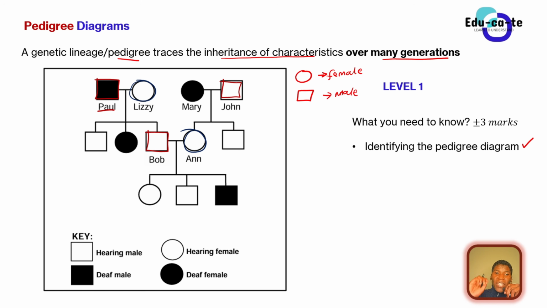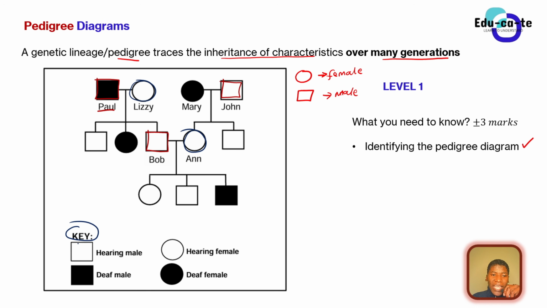Now, what is the difference between these shapes? Some of the shapes are shaded, some of them are not. Usually when a circle is shaded, it means that particular individual has that characteristic, or their phenotype has that characteristic. But for you to know that, you have to study the key, because they always give you a key that tells you how the characteristic is being inherited among these people.